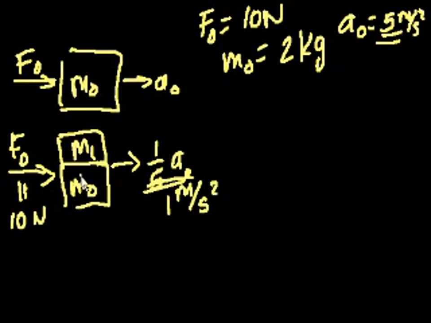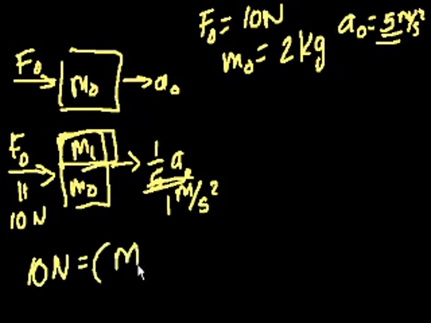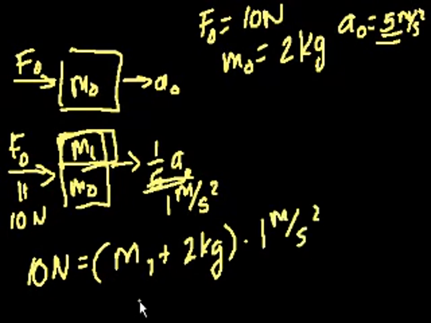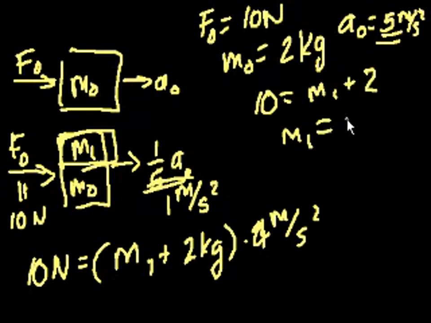And then we could solve for what the new mass is. How would we do that? Well, we have force, which is 10 newtons, is equal to the sum of the masses, m1 plus m sub 0, but m sub 0 we already learned is 2 kilograms, times the acceleration, 1/5 a sub 0, which is 1 meter per second squared. So then we have this 1, we could ignore it essentially. Since all of our units are right, we can drop the units because we know they work out. 10 is equal to m1 plus 2. So you get m1 is equal to 8.